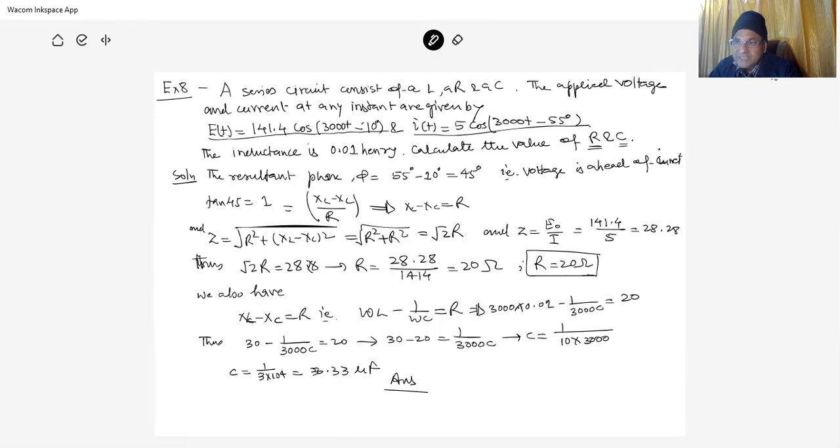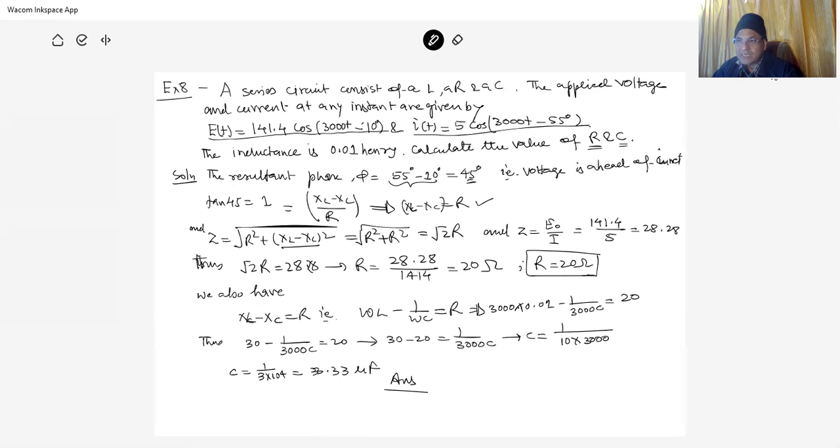Now the resultant phase is 55 minus 10, so 45 degrees. That is, the voltage is ahead of the current, which means it is an LCR circuit. So tan phi, that is tan 45, is 1, which is XL minus XC upon R. So XL minus XC is equal to R. On this basis we can substitute R.